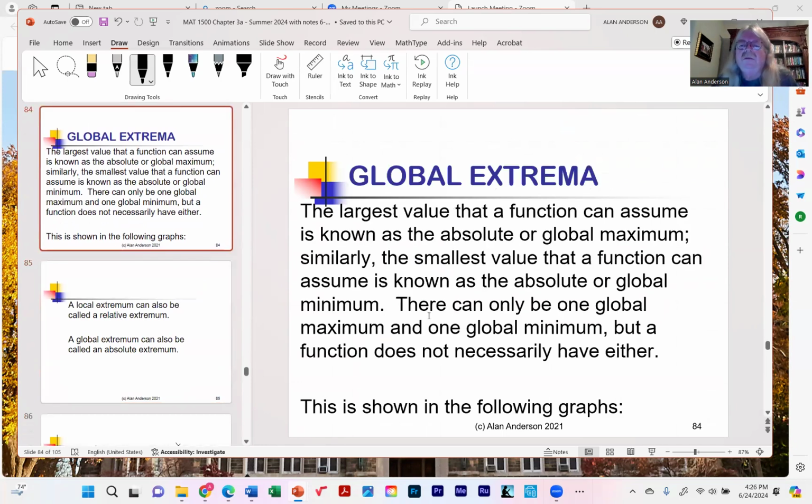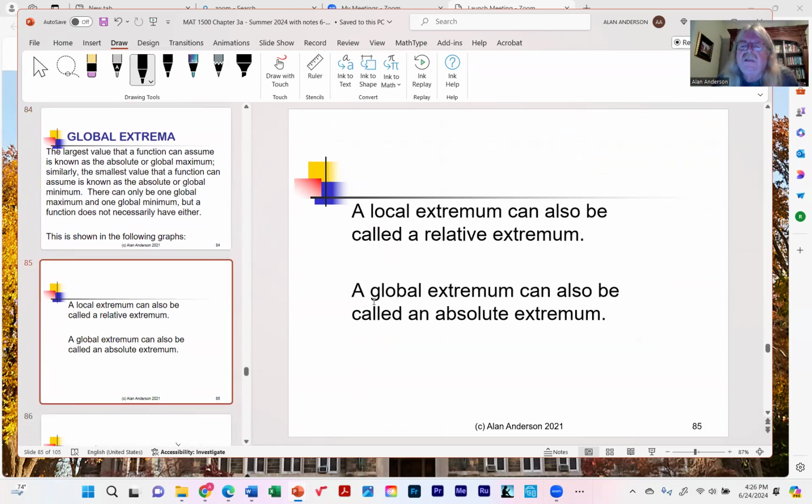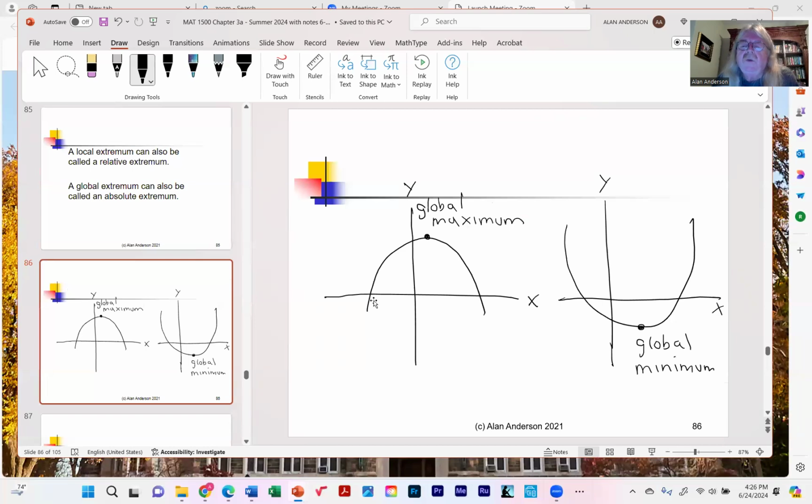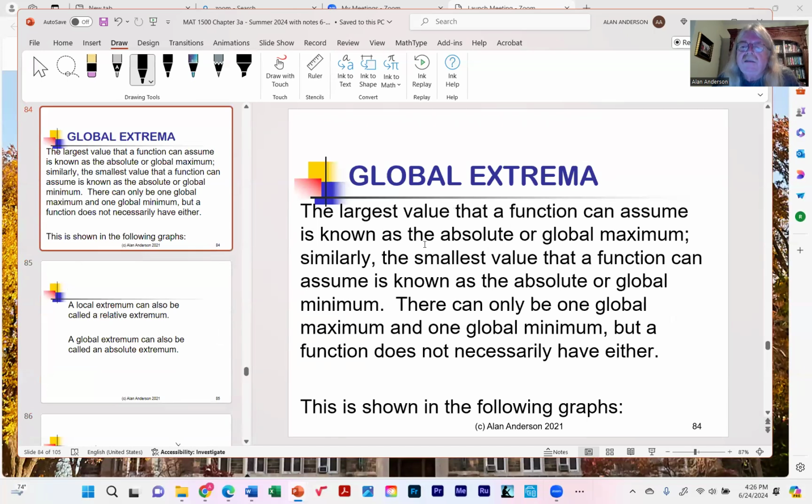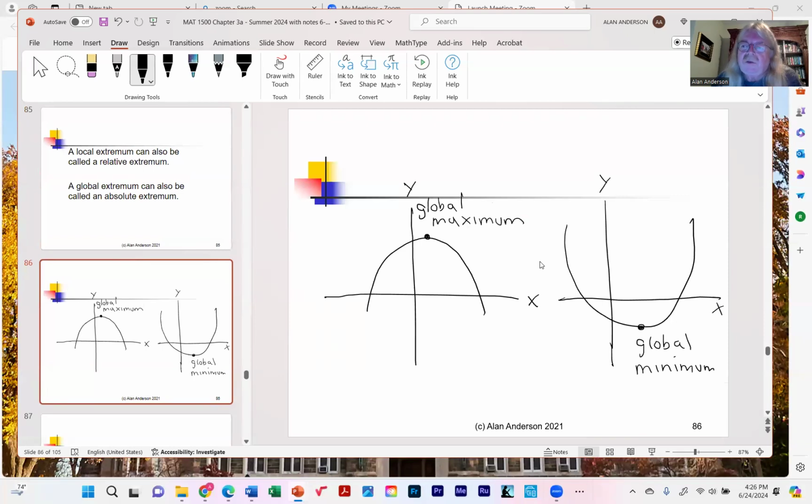What about global extrema? Okay, well, now we've already seen some examples of this. So in a case like this, the global extremum is also the local extremum. In other words, a point can be both local and global. Okay, but there only can be one global. There could be as many locals as you want, but there can only be one global. So, but of course, the global maximum is also a relative maximum.